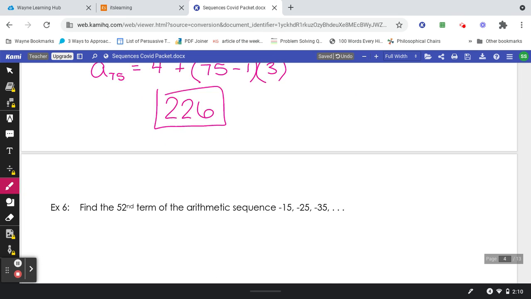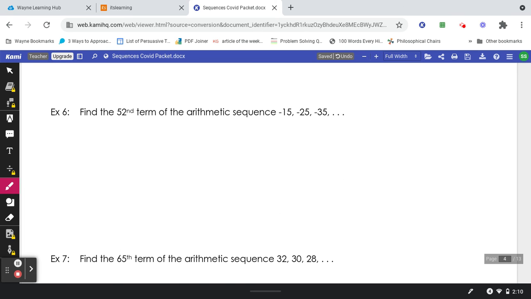On the back side of our note page, we have 2 more of these same type of problems, but this time the common difference is going to be a negative. So find the 52nd term, that's n. You have your sequence, it starts with negative 15, that's a sub 1. And then the common difference, it looks like I'm subtracting 10. Let's double check. Negative 25 minus negative 15. There it is. Negative 10 is our common difference. I'm subtracting 10. And if you need to check that, you just do negative 15 minus 10 to get negative 25, then minus 10 again, and then minus 10 again, and you'll start to see that pattern form.